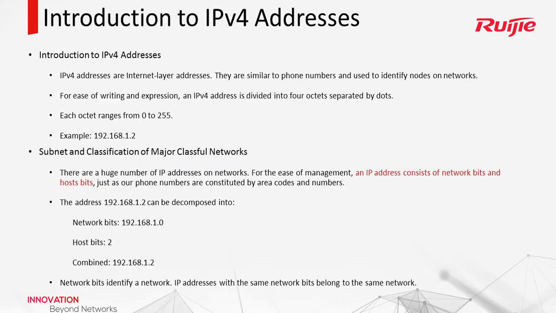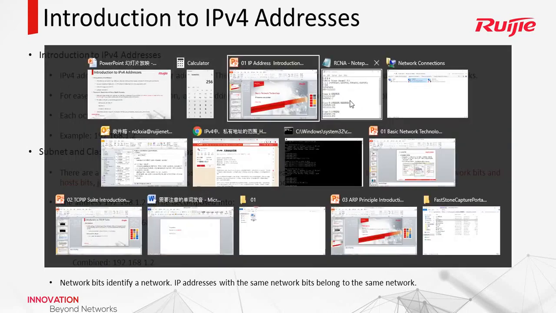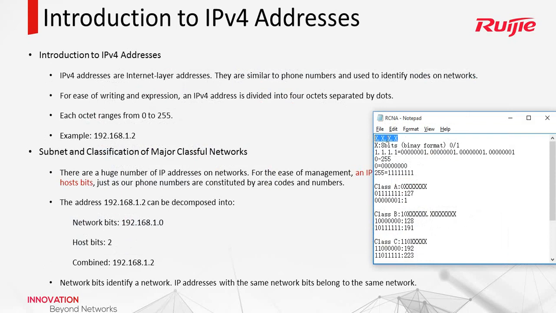Okay, so we need to talk about what the IP address is. In this course, we will talk about the IPv4 address. One IPv4 address has 4 bytes, like this one. We can call it x.x.x.x, and 1 byte has 8 bits. Because it is binary format, we can only use 0 or 1.